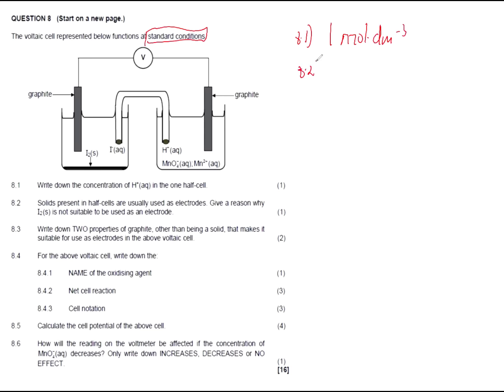And then 8.2, solids present in half cells are usually used as electrodes. Give a reason why I2 is not suitable to be used as an electrode. Remember, for something to be used as an electrode, it has to be a metal that conducts electricity, right? So we just simply say iodine. We don't know iodine to have any properties of being a good conductor. So iodine is not a conductor.